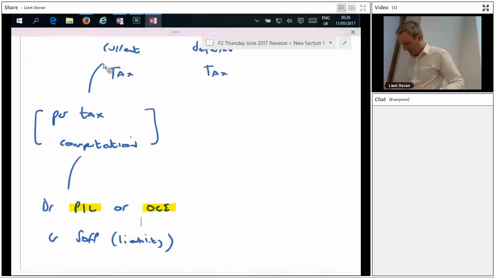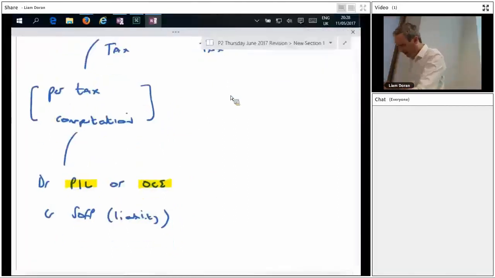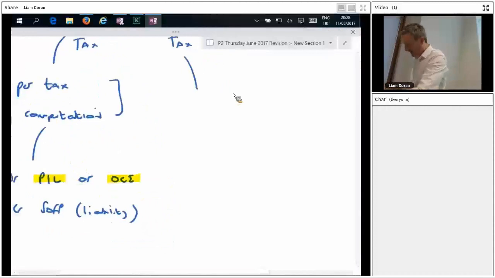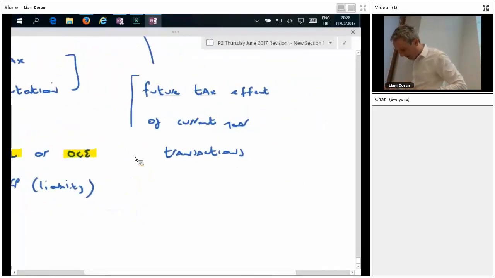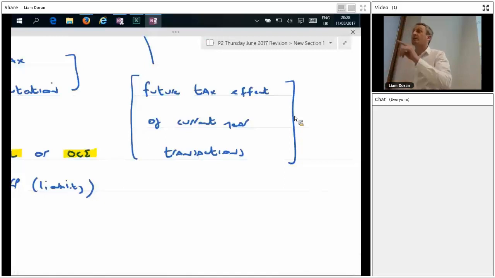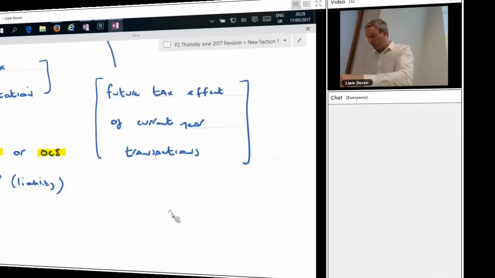That's current tax. Second one we have is deferred tax. Deferred tax is the future tax effect of current year transactions. Okay, now I just need to explain what this means so that you can identify it if it does happen to come up in the exam itself. If you have a transaction that you recognise in this year's accounts, and if that transaction is going to have an impact on the taxes that you're going to be paying in future, then you're dealing with deferred tax, simply because the tax effect is deferred until a future period.